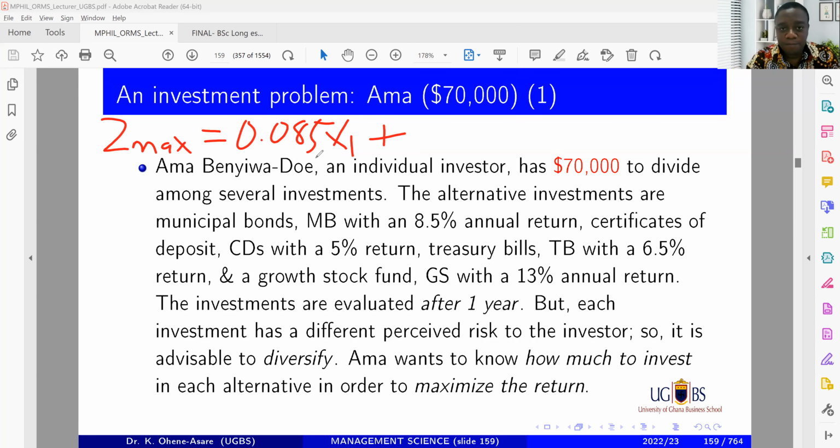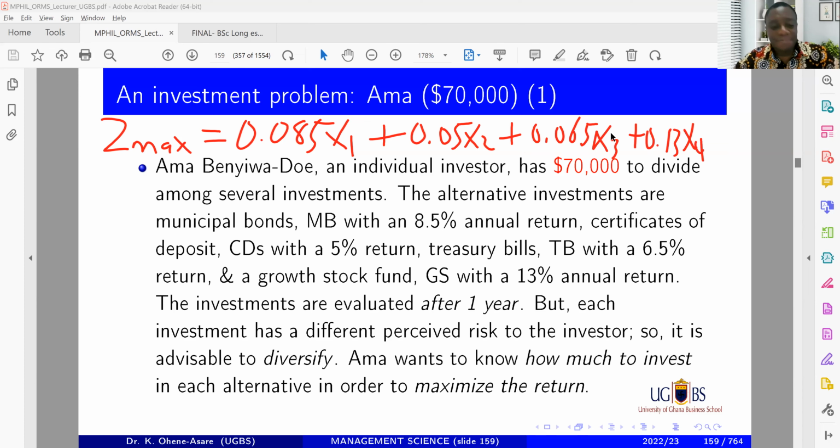Okay, so Z max equals 0.5 X1 plus 0.05 X2 plus 0.065 X3 plus 0.13 X4. Okay, very good. So that is how it's supposed to be. This is supposed to be your objective function. There are 4 decision variables here, so you should note that there are 4 x's that you're going to have.